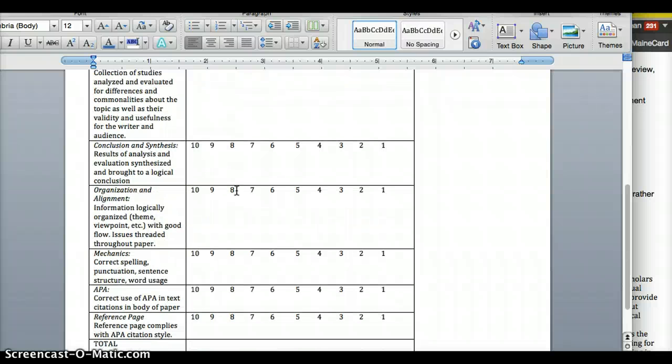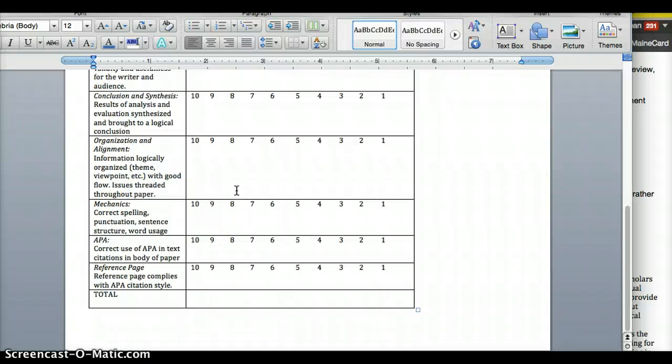And then, your paper should be organized. It should be aligned with the theme. The issues should be threaded throughout the paper. You should have meticulous editing so that your spelling, punctuation, sentence structure, and word use is correct. You have meticulously edited for APA, and you have a reference page that complies with APA citation style.